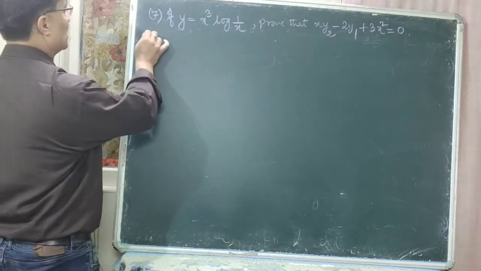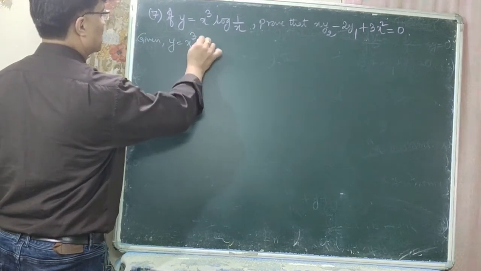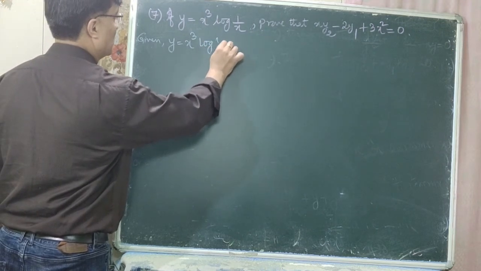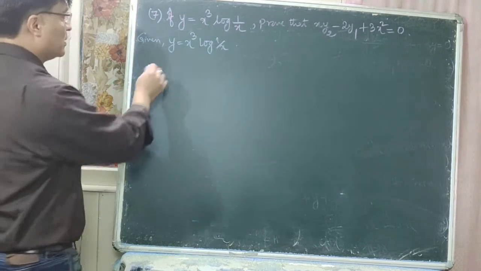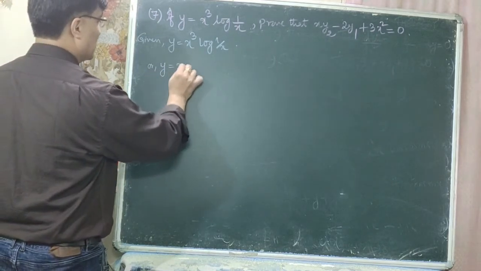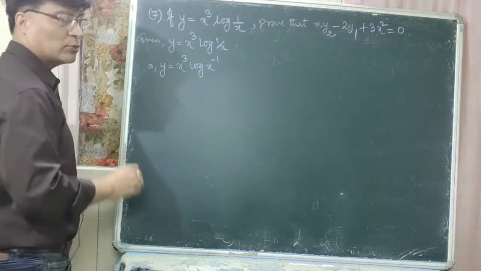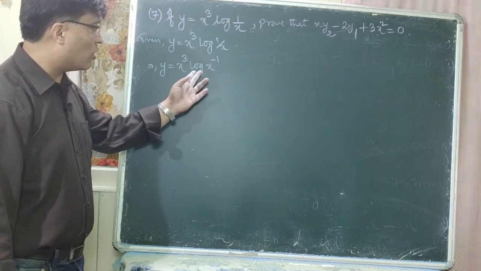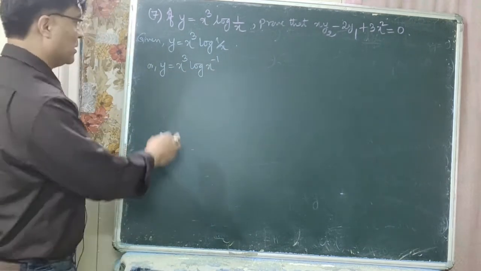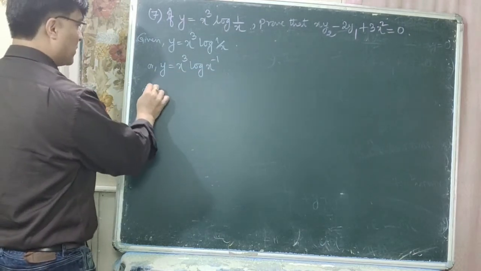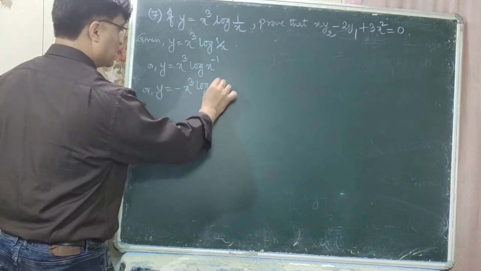Okay. So here given is y is equal to x cube log 1 by x. So 1 by x can be written as x to the power minus 1, right? Or y is equal to x cube log x to the power minus 1. Now because of this log, this minus 1 becomes the coefficient. Minus 1 becomes the coefficient. The minus 1 comes in front. Because of the log, y is equal to minus x cube log x.